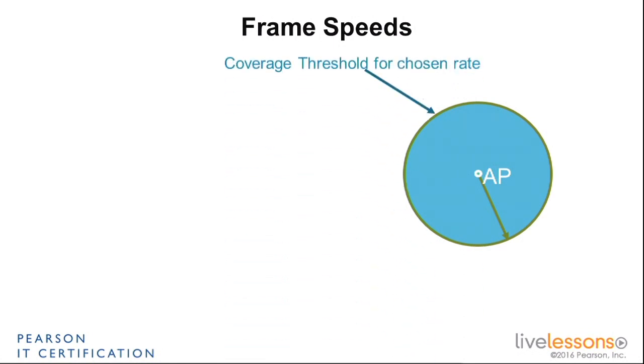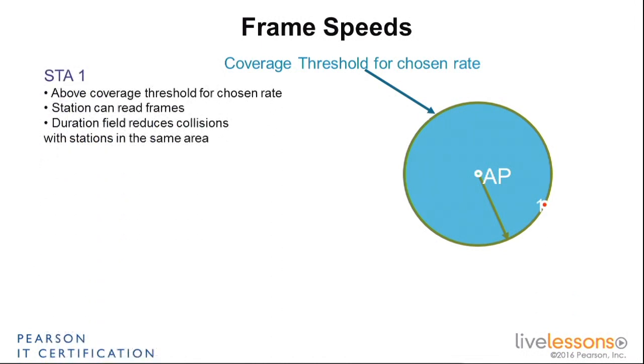There is what we call the coverage threshold for the rate at which you're sending. So if you're sending some traffic and there is a station at point 1 and you're sending, say, at 24, that is the point where the station receives the modulation at 24 megabit per second and has enough RSSI, enough SNR to be able to read and understand that 24 megabit transmission, and is going to be able to decipher that frame and understand it.